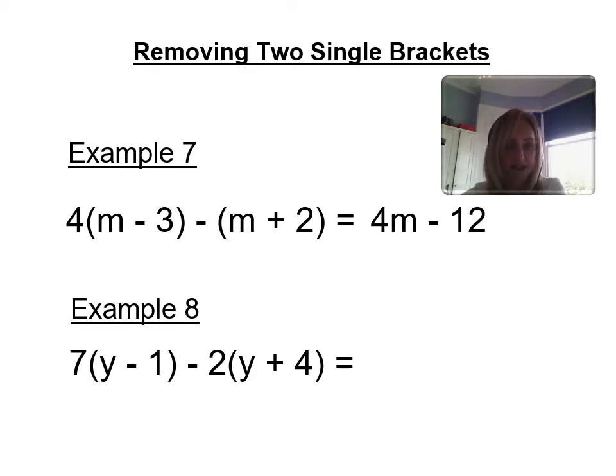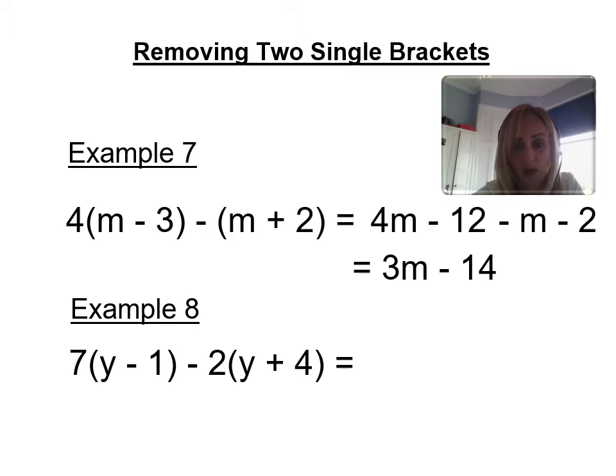It's one of these terms that if it's a 1, we don't generally need to put it, we just know that it's there. So minus 1 times m is minus m, and minus 1 times minus 2. A minus times a positive is a negative, so it becomes minus 2. And then we can tidy that up. 4m minus m is 3m, and minus 12 minus 2 is minus 14.